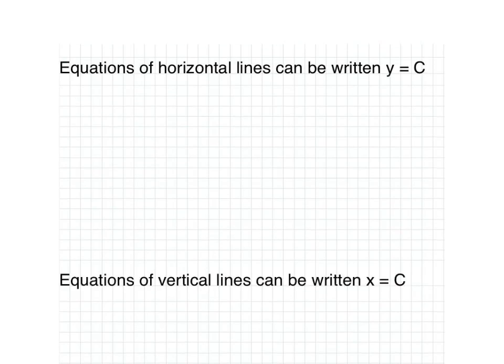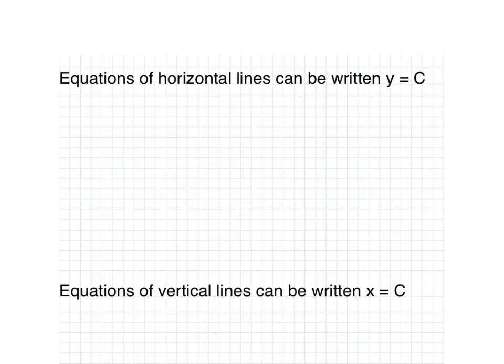Oh, before we do that, here are 2 types of equations that you will learn how to graph very easily. You need to know this. Equations of horizontal lines can be written y equals c, or y equals a constant. When you have an equation in that form, you know it's a horizontal line. There's no need to make a table of values. There's no need to find an x and y intercept. There's no need to do anything but graph the line. And it's really, really this simple.